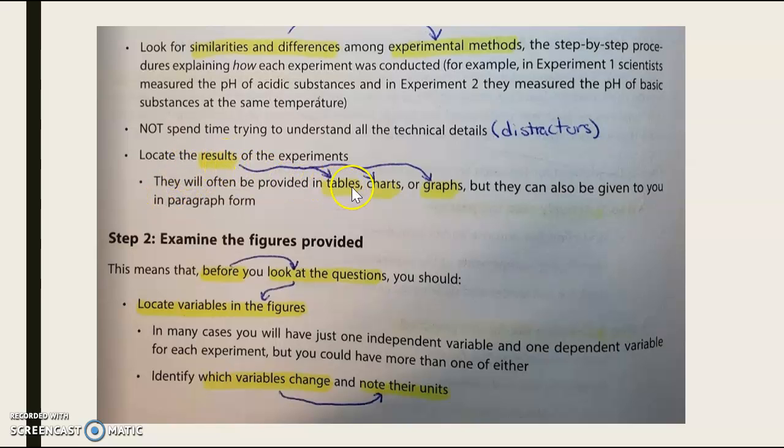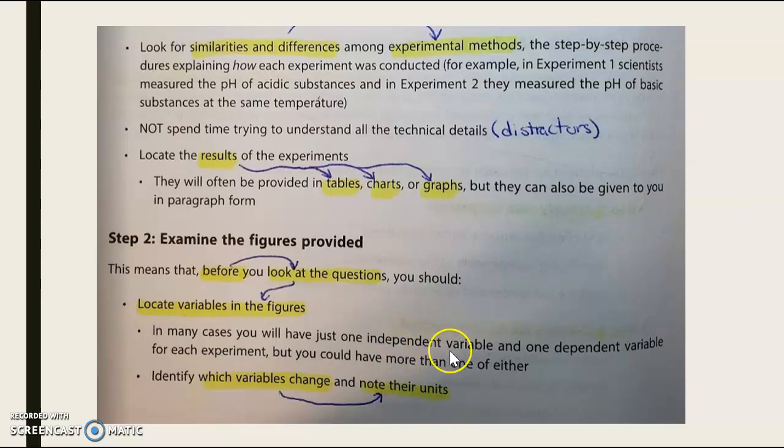You'll see those in tables, charts, graphs. Sometimes they'll actually be just explained to you in the words though. Make sure you examine the figures. You would want to do these before you look at the questions. So look at the variables in the figures.